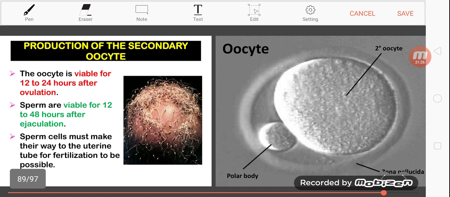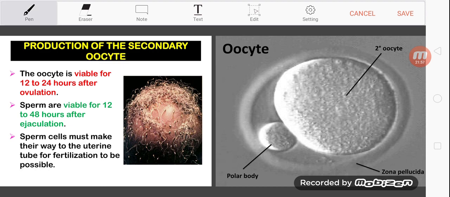Okay, about viability of the gametes produced. The oocyte is viable for 12 to 24 hours after ovulation. So 24 hours after ovulation, the oocyte will die. For the sperm, the viability is about 2 days, 12 to 48 hours after ejaculation. So the timing of these gametes is essential to determine successful fertilization, to determine successful pregnancy, okay?